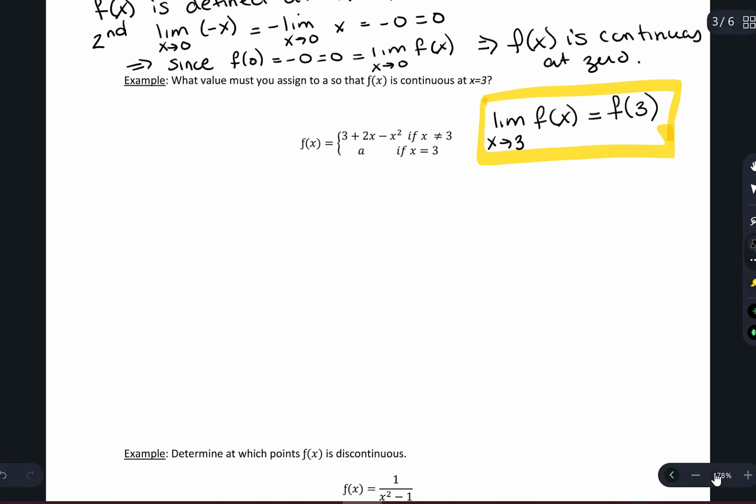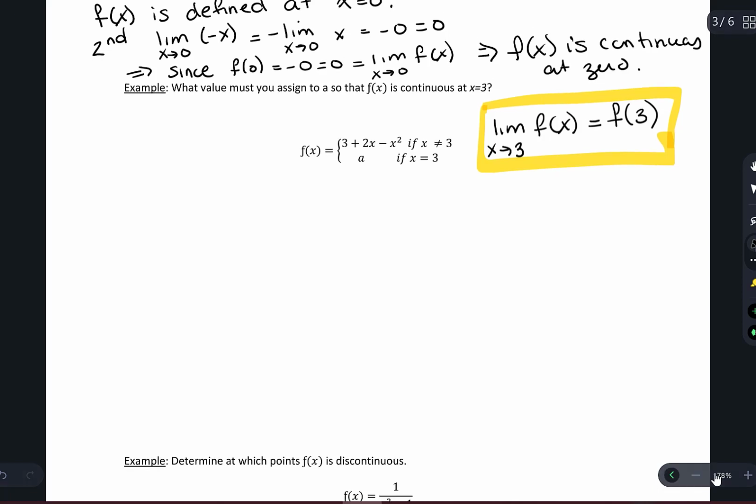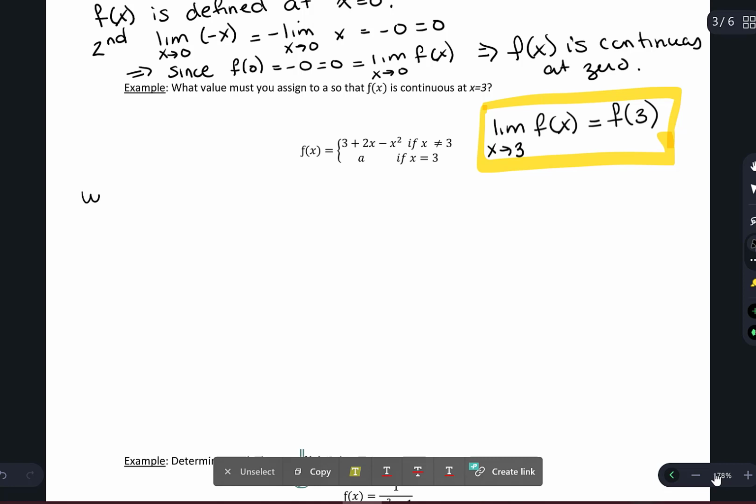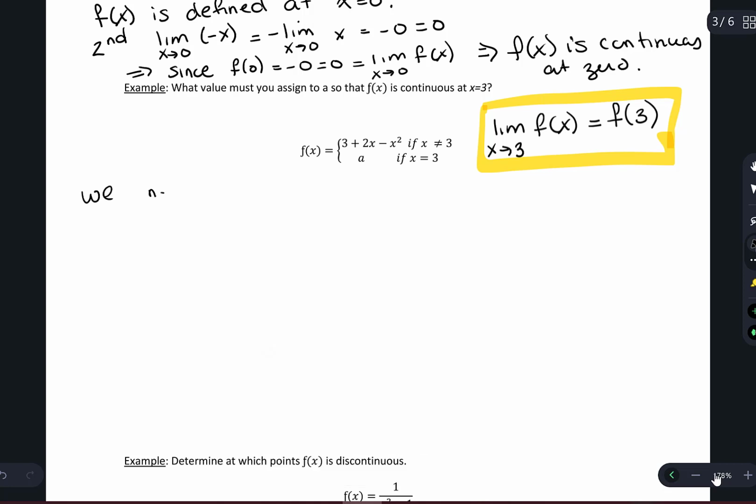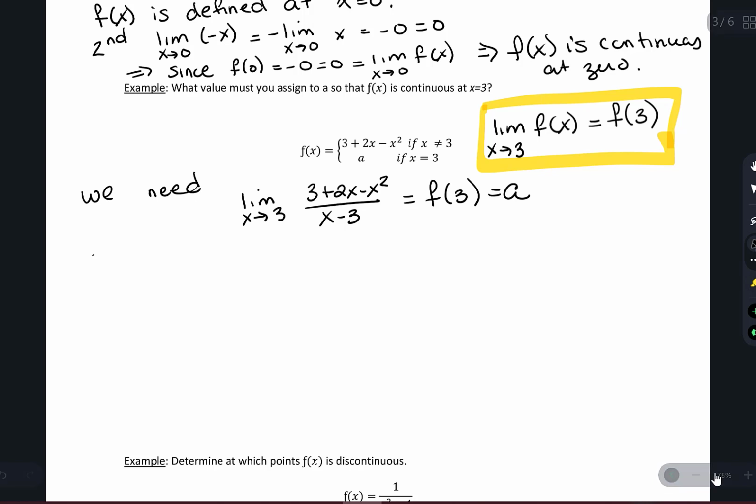Right? So, plugging in what some of these things are, we need the following. We need the limit as x approaches 3 of 3 plus 2x minus x squared divided by x minus 3 to be equal to the function evaluated at 3. And notice right here that the function evaluated at 3 is going to be equal to a, so we can set that equal to a. So the very first thing we're going to do is evaluate the limit.